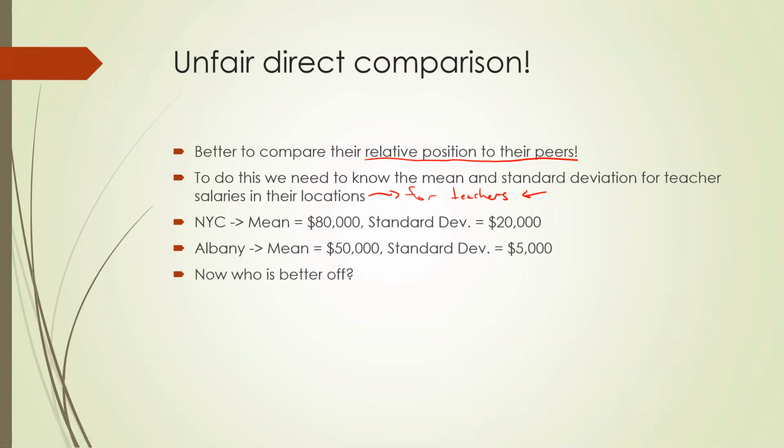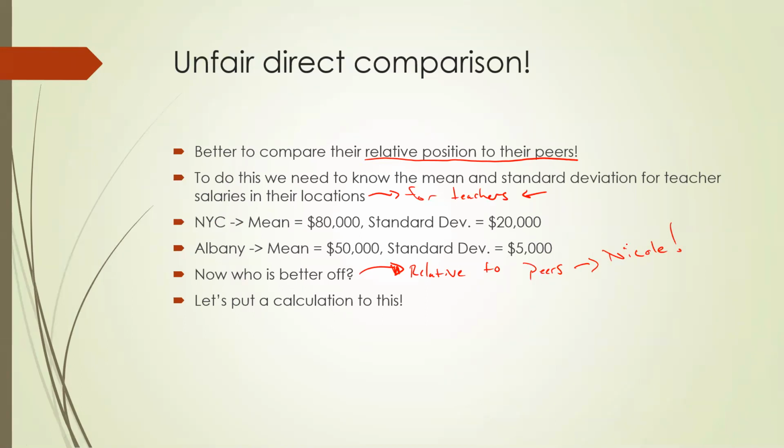So now who is better off? And can anybody tell me why? So relative to peers. Nicole is definitely better off. Why? Because in New York City the mean amount to make is $80K and the other guy had $70K, while she's making more money in Albany than the mean. Yeah, that's exactly right.